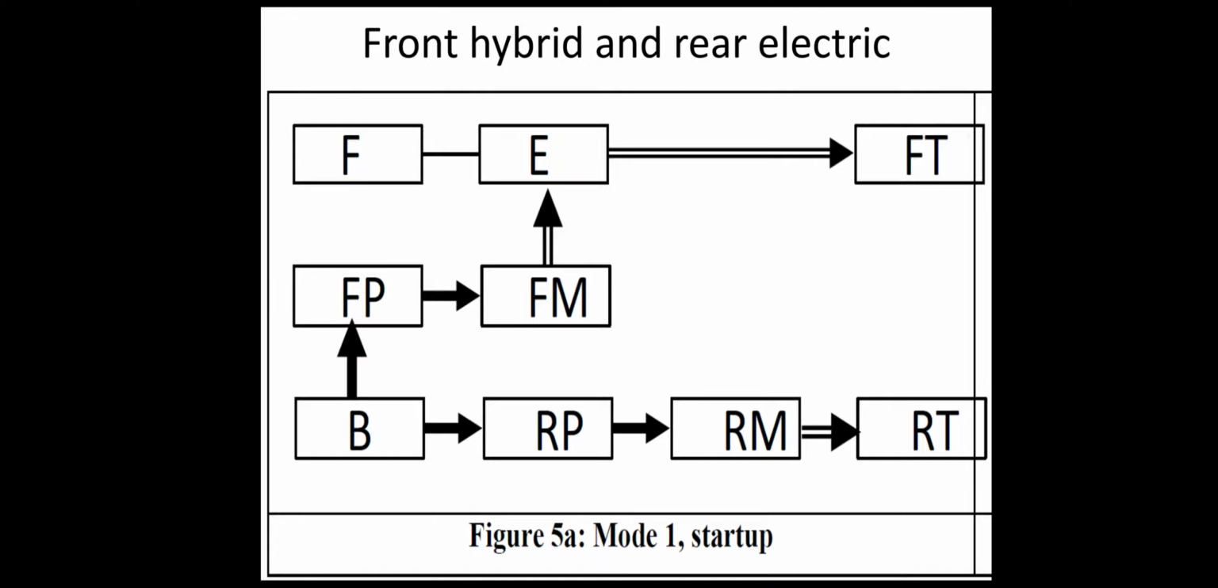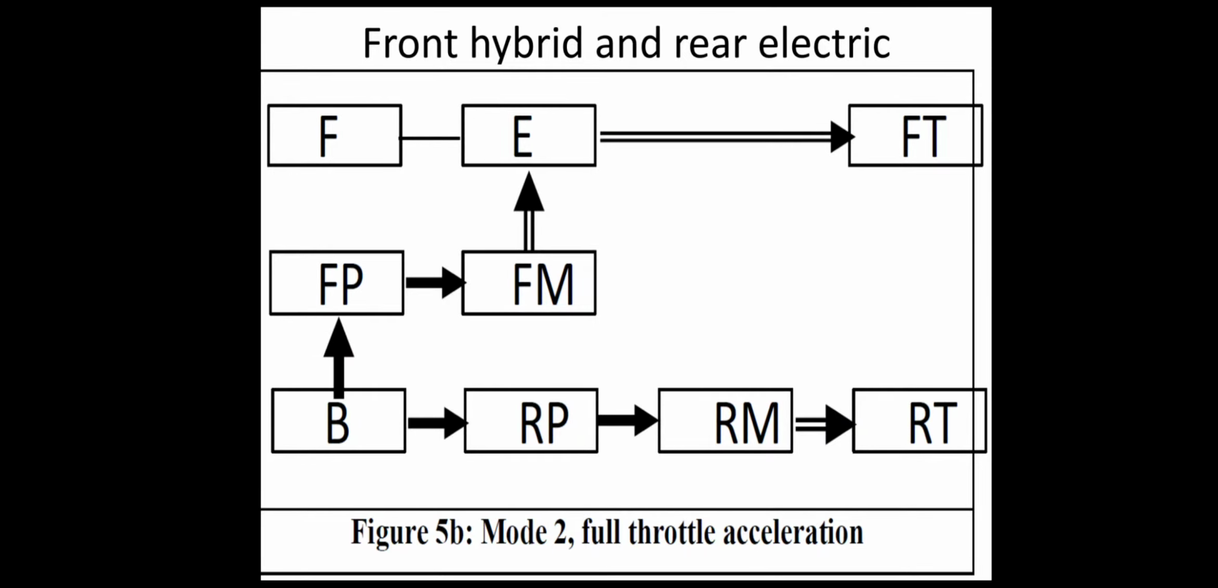Here you can see that the IC engine, that is E, is provided by the front motor, and the front motor drives the IC engine, and that is given to the front transmission line. So during the startup, the required traction power is delivered by the electric motors, and the engine is in the off mode. Now the second mode, the full throttle and acceleration mode. During full throttle acceleration, both the IC engine and the front wheel electric motor deliver the power to the front wheel, and the second electric motor delivers power to the rear wheel.